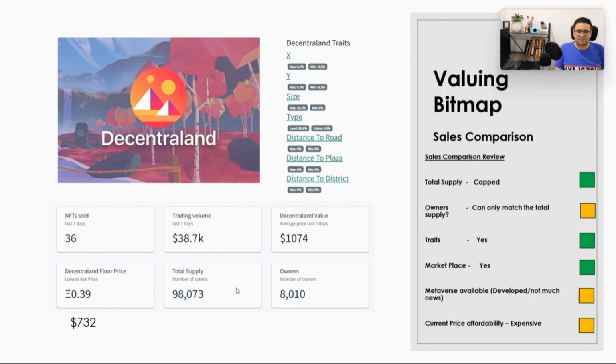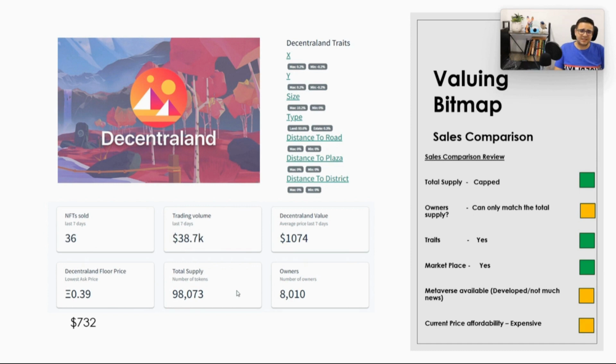Yes, I understand that. But I'm looking at this from a metaverse perspective. And I think many, many people should be able to own a piece of the metaverse. Now, I understand that under Bitmap, we've got the districts and then the potential of parcels, which creates almost like an infinite supply. But to me, that is really attractive. Next, we've got traits. So, yes, Decentraland has various traits classifying the different types of lands. So that gets a positive.